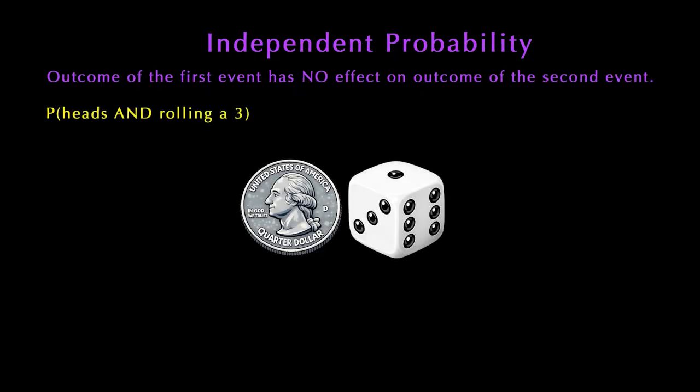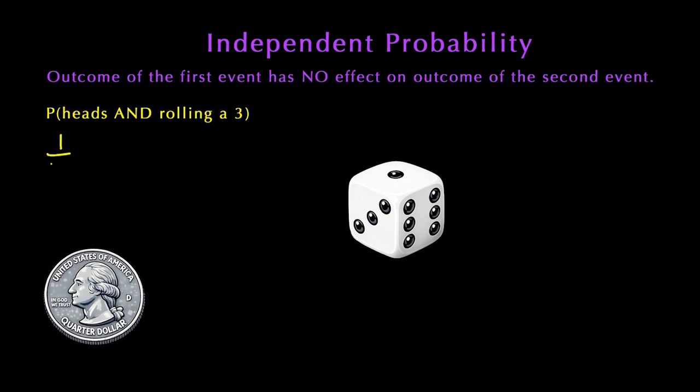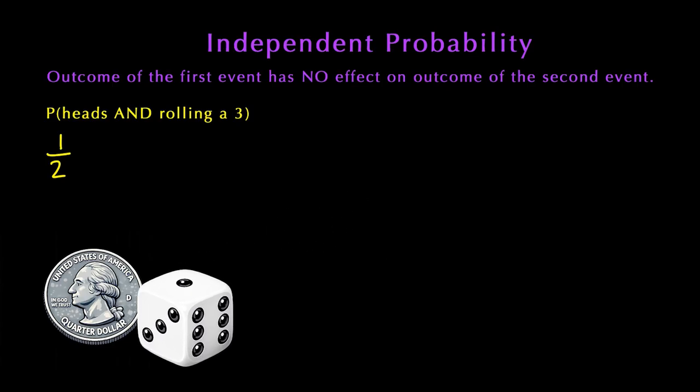Let's talk about independent probability first. The outcome of the first event has no effect on the outcome of the second event. So the first thing we're going to look at is flipping a coin and rolling a die. When I flip a coin, I'm going to have a 1 out of 2 chance of landing on heads. And then if I roll a die, I want to roll a 3, I have a 1 out of 6 chance in rolling a 3. I'm going to multiply those together, and I can see that the probability of flipping a heads and rolling a 3 is 1 in 12. So there's a 1 in 12 chance that I'm going to do both of those one after the other.